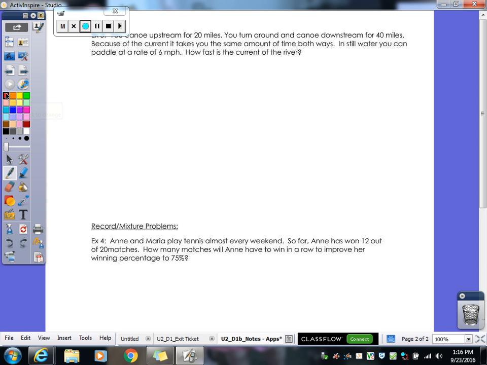All right, let's go to our 2 examples on the back. So you canoe upstream for 20 miles. You turn around, you come downstream for 40 miles. Because of the current, it takes you the same amount of time both ways. In still water, you can paddle at a rate of 6 miles per hour. How fast is the current of the river?